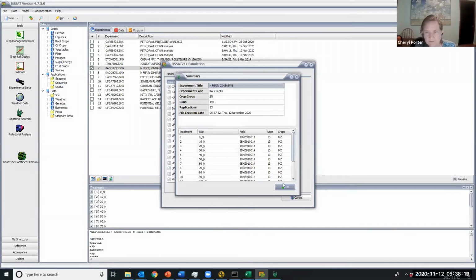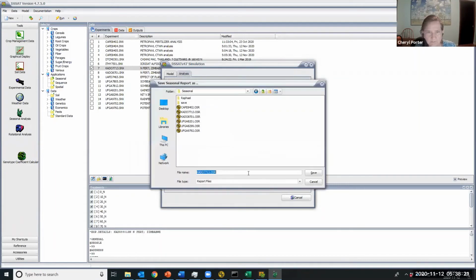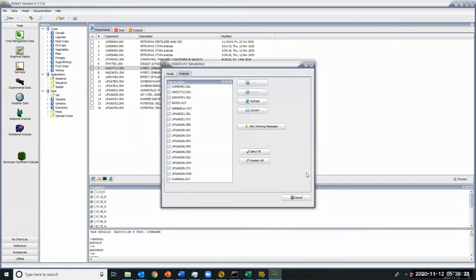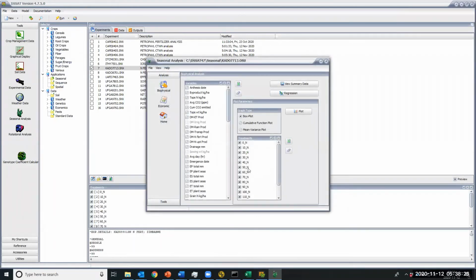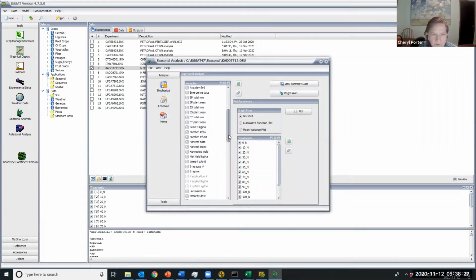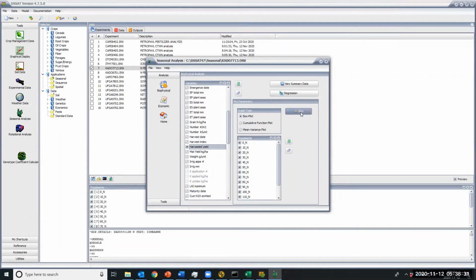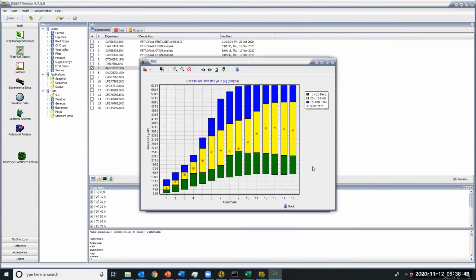And we open the analysis. Save the file. And I'm going to look at the same thing. I'm going to start with the harvested yield. And plot the boxplot.